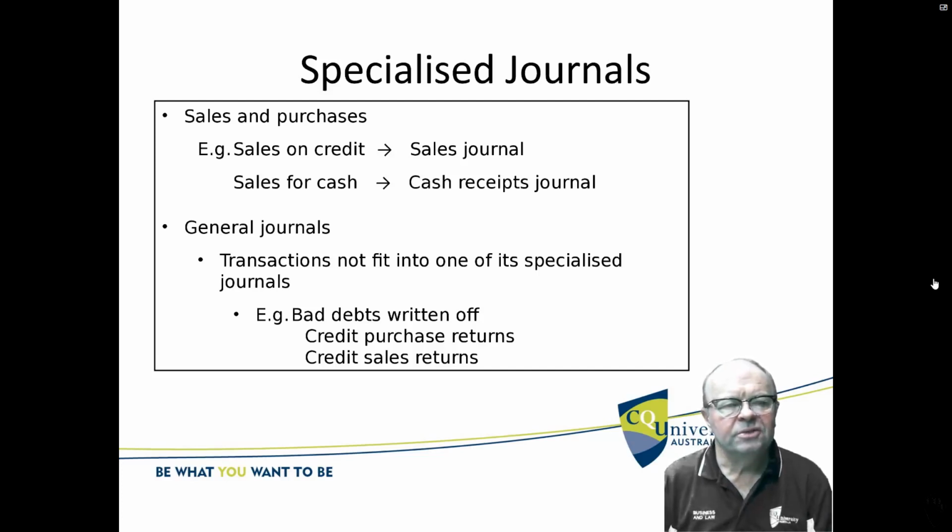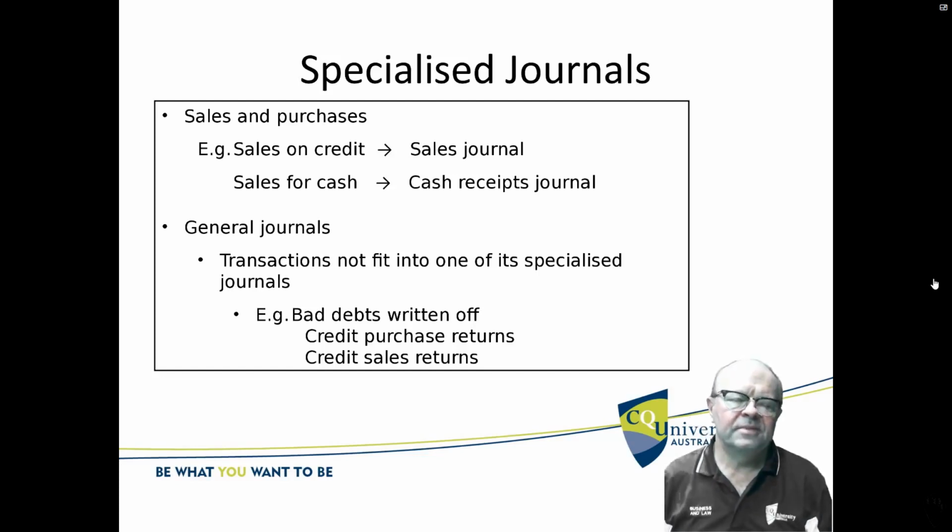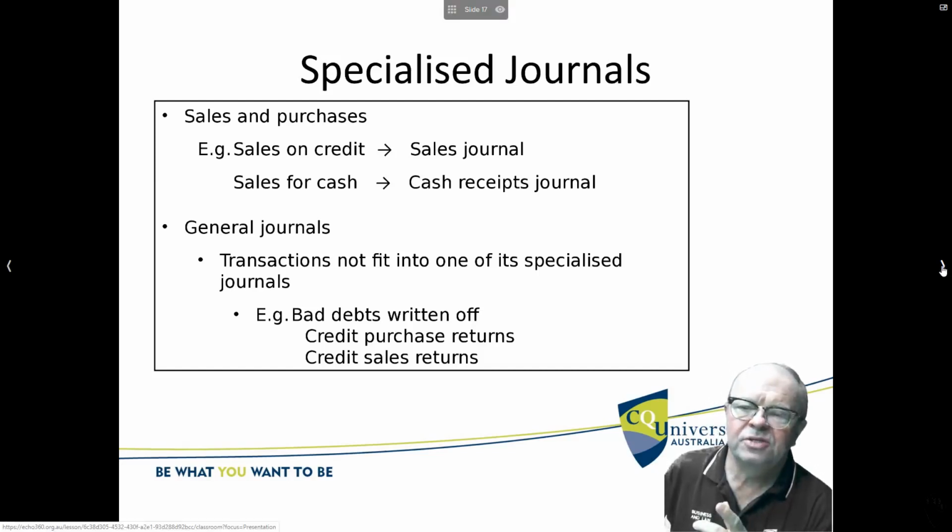The general journal is where transactions go that don't fit into one of the specialised journals. For example, items such as bad debts written off, credit purchase returns, and credit sales returns.